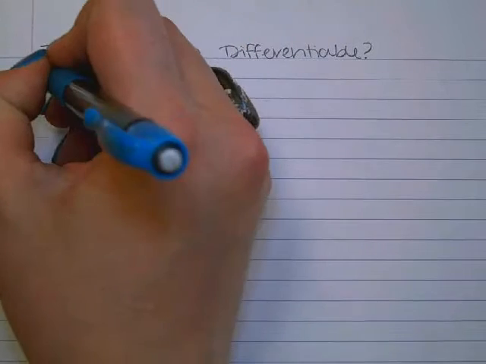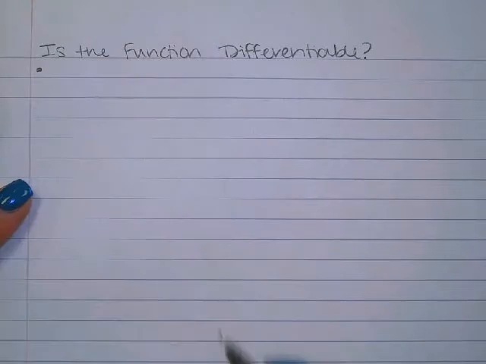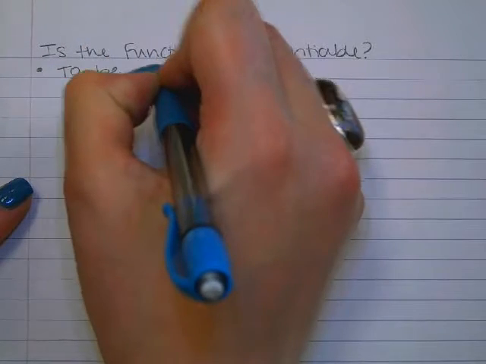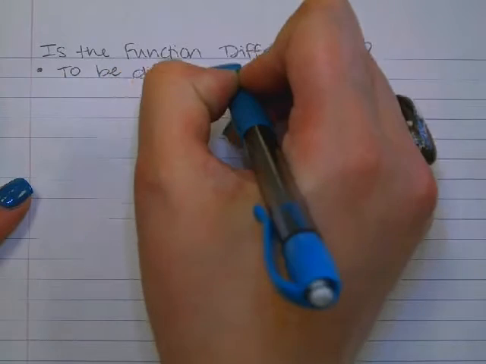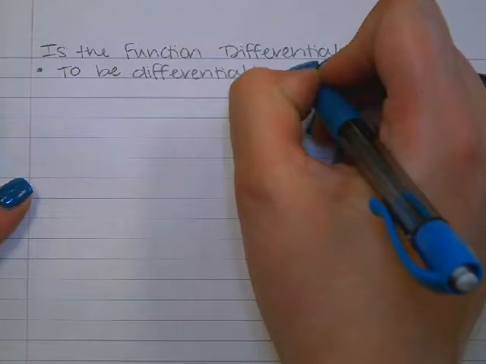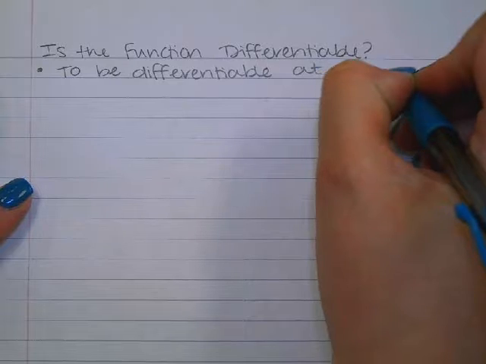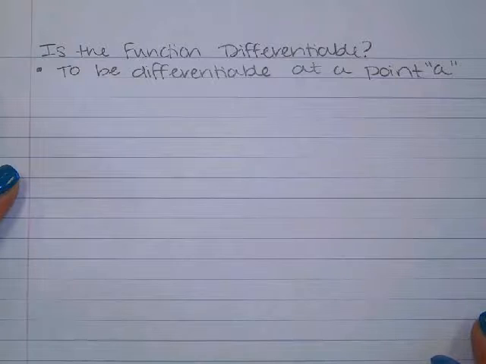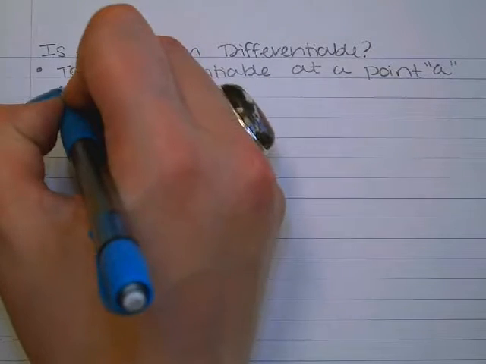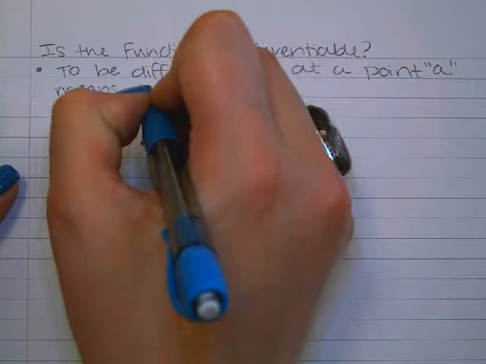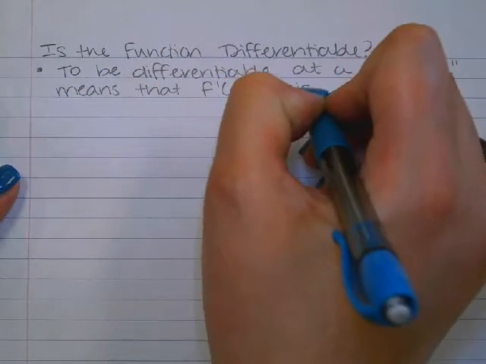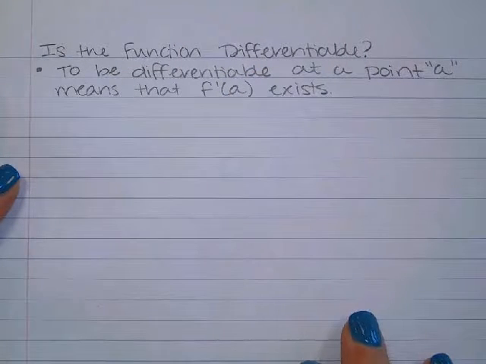All right, so we have three things we're going to write. First, to be differentiable at a point A means that f prime of A exists. So if you're differentiable at a point, that means the derivative at the point exists.